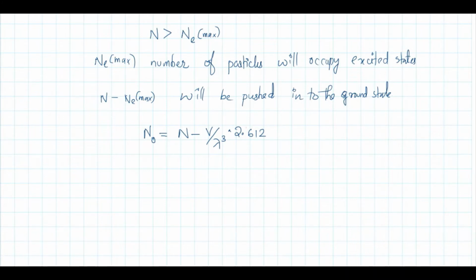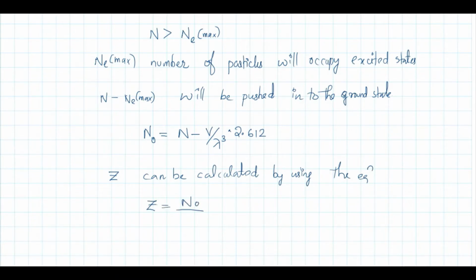And here the Z value can be calculated by using the equation Z is equal to N0 divided by 1 plus N0. This equation is actually obtained from the occupation number. We have for the occupation number of a state with energy epsilon, that is given by N epsilon is equal to 1 divided by Z raised to minus 1 E raised to beta epsilon minus 1.